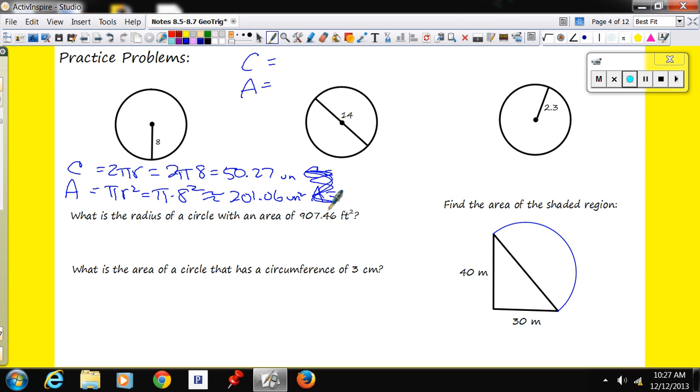Okay, now how do I find the circumference of the second one? What did they give me this time? They gave me diameter. So instead of using 2 pi r like I did here, I'm just going to use pi times diameter. Pi times d, so it's really just going to be 14 times pi. Pi times 14, which in your calculator, 14 times pi, you get 43.98. And that's just units.